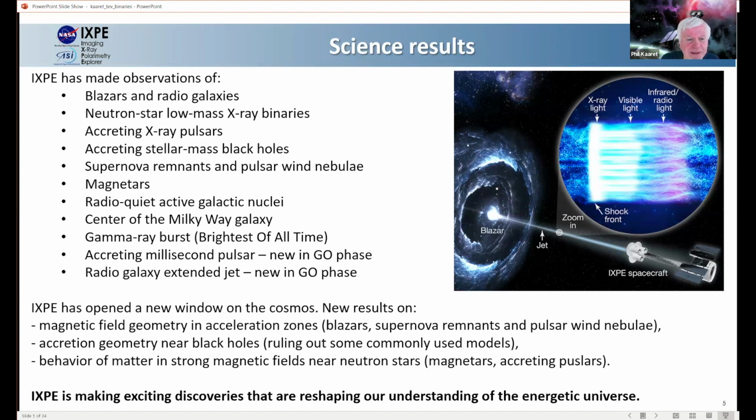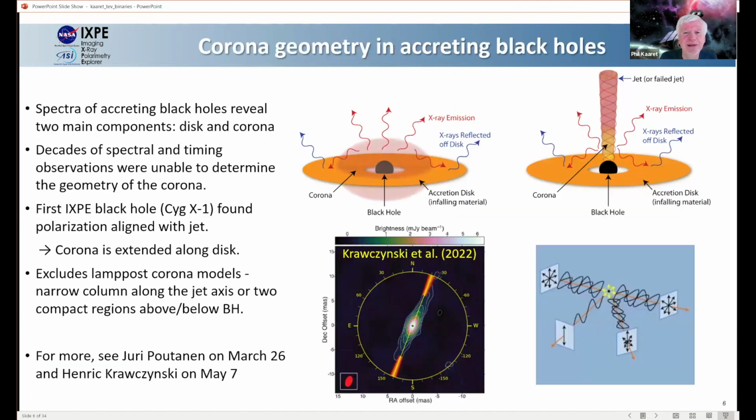We have new results on the magnetic field geometry and acceleration zones in a variety of sources. We have new results on the accretion geometry near black holes. And then also new results on the behavior of matter in strong magnetic fields, in neutron stars. And we're really making exciting discoveries. So I'm just going to go over a few of these fields quickly. I see actually from your program that you have a bunch of IXPE talks, including one by Henrik later on. So, except for the gamma ray binaries, I'm going to leave most of the details to those talks. In fact, a couple of topics I'm going to skip over in favor of time and just touch a few of the highlights. So one of our big results is actually on the geometry of the corona in accreting black holes.